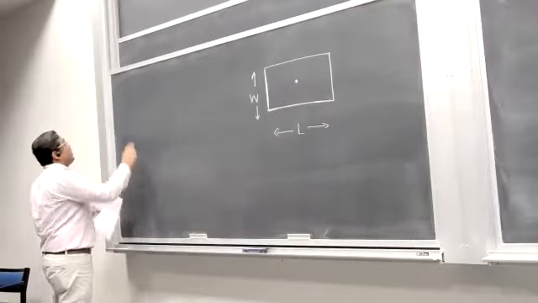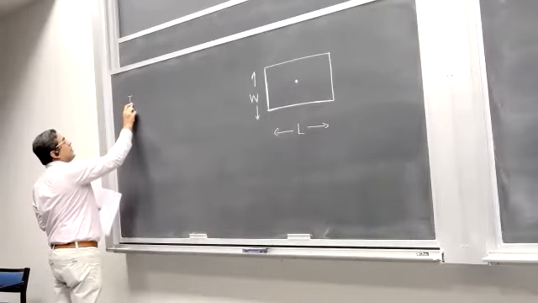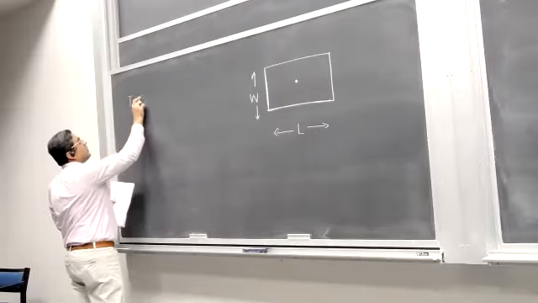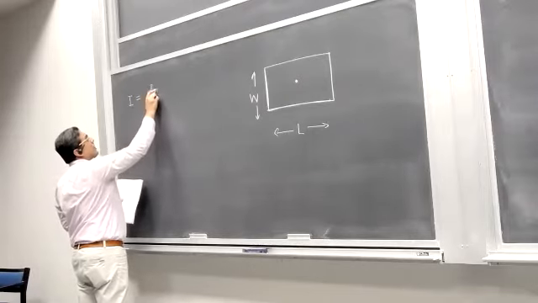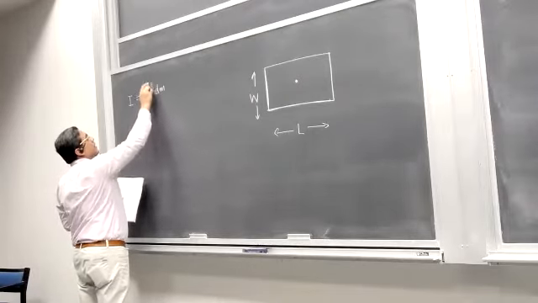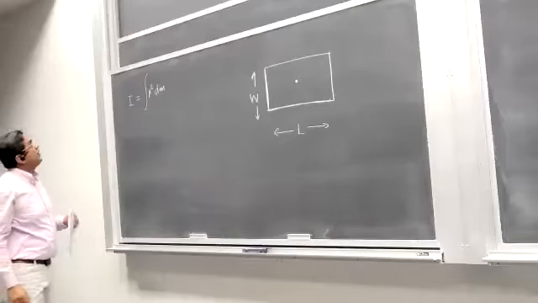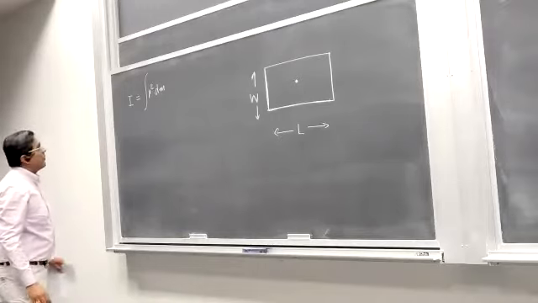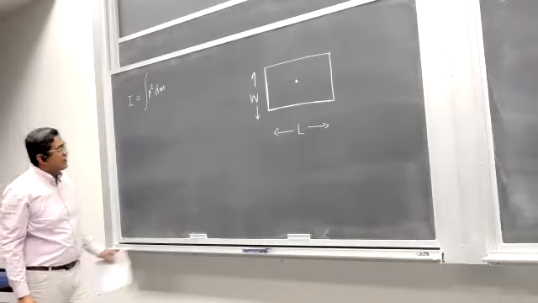So the general formula for the moment of inertia is this: I equals the integral of R squared dm, integrated over all the shape or size of the object. All right. So that's the general formula.